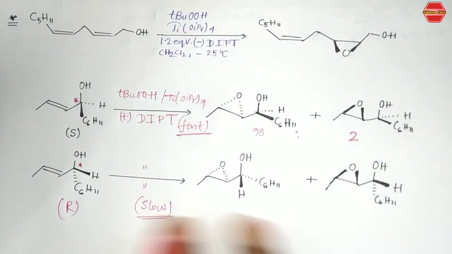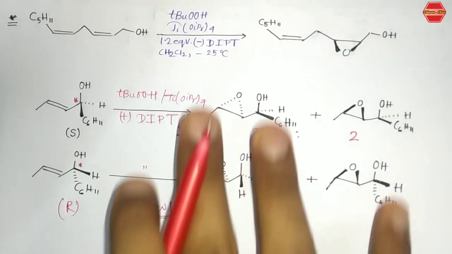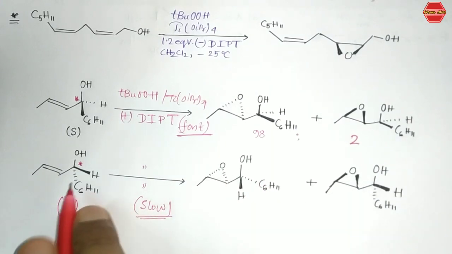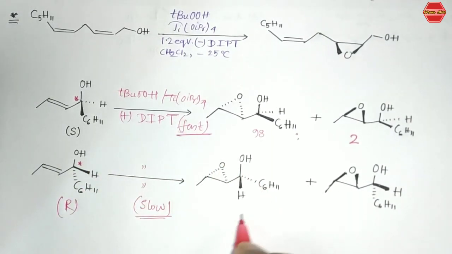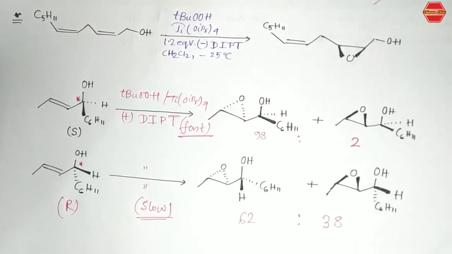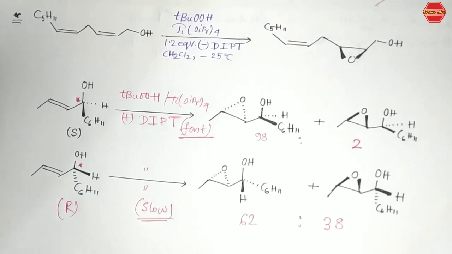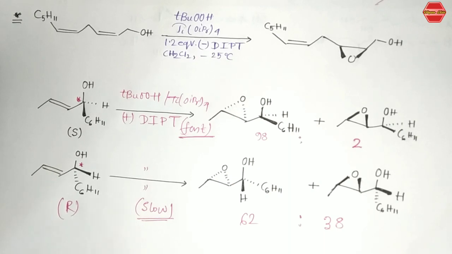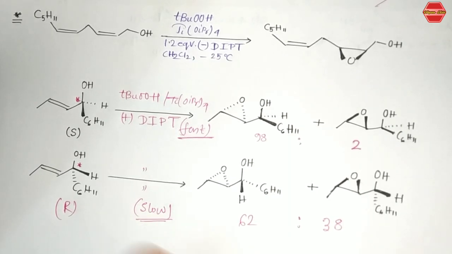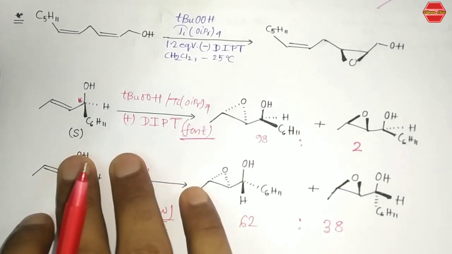I will explain why this one is fast and why this one is slow. When we use this type of compound with the same reagent, we get this product in 62% and this in 38%. The important thing is that the S isomer reacts 100 times faster than the R isomer. Now why is this so?